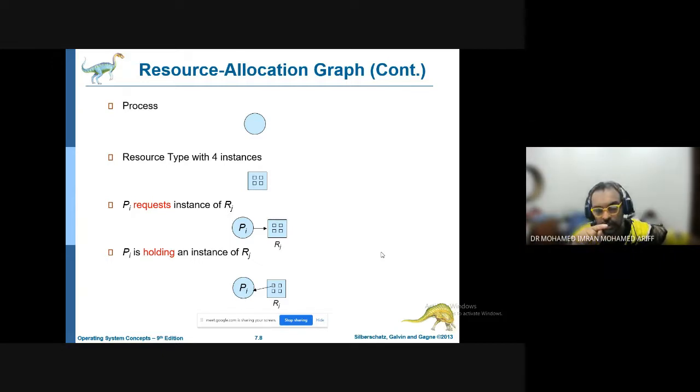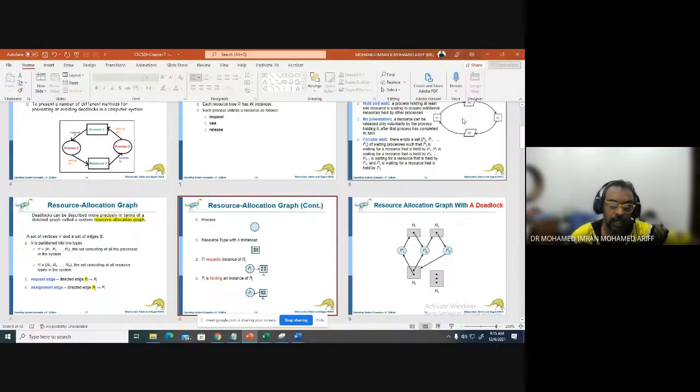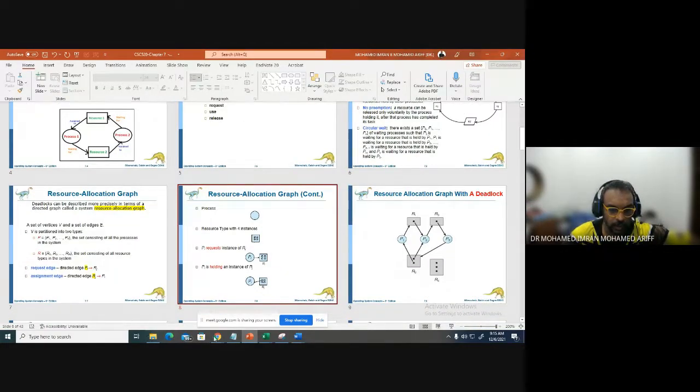So you can request or you can hold. Request is when you see the arrow going in. When the arrow is from the P to R, then you say you request. And when it goes from the R back to the process, that means it is holding, that means it is being allocated. All right. So let's move on to today's lecture.